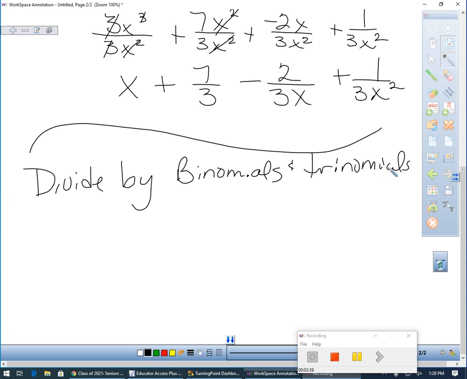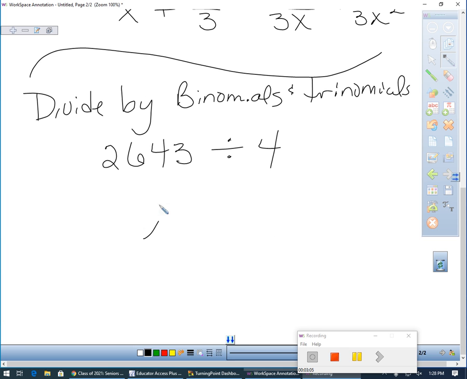So, before we get into dividing by binomials and trinomials, I want to remind you what long division is all about. Okay? So, let's say I have 2,643 divided by 4. Yes, we're going to do the house. Under the house is 2,643. Outside the house, as you said, is our 4. No, it's division.